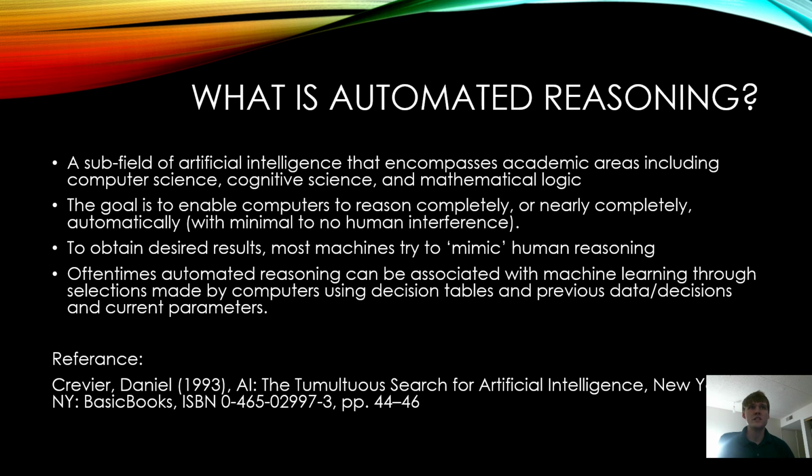What is automated reasoning? Automated reasoning is currently considered a subfield of artificial intelligence. However, it did come to rise before AI and is partially credited with paving the path of AI. Computer science, cognitive science, and mathematical logic are some of the areas with shared interests in automated reasoning. The goal of AR is to enable computers to reason completely or near completely automatically, oftentimes trying to imitate human reasoning.